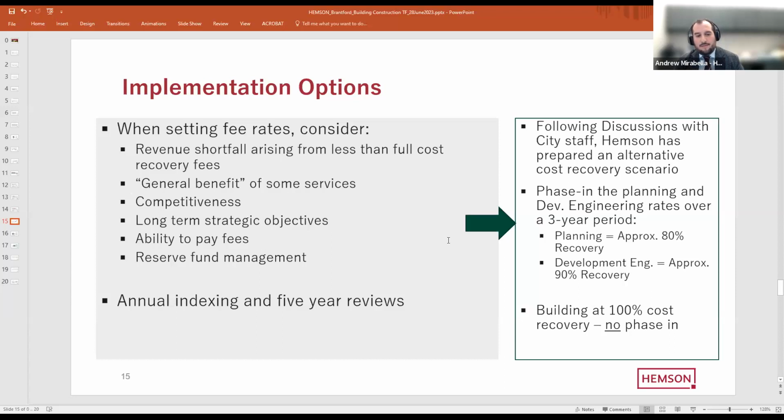I will note that the fees themselves, we always recommend that they're indexed or adjusted annually to account for the effects of inflation, and 5-year reviews are common or a good practice to put in place when looking at the fees over the longer term.